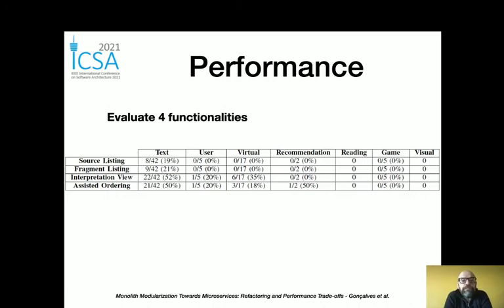So we picked four functionalities to measure the performance: source listing, fragment listing, interpretation view, and assisted order. We picked them because they are different. Some of them really required a lot of information. Some of them only access one module.